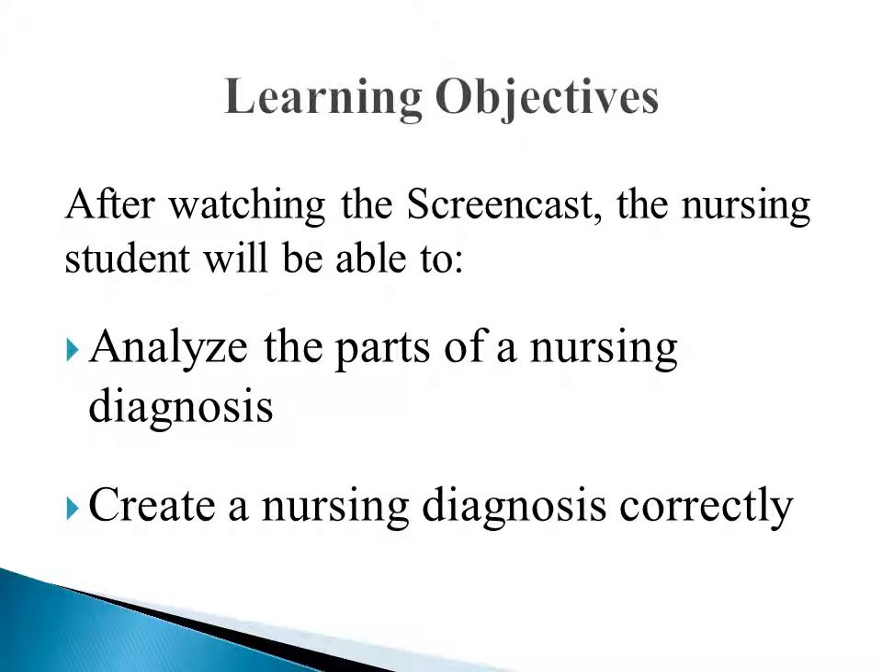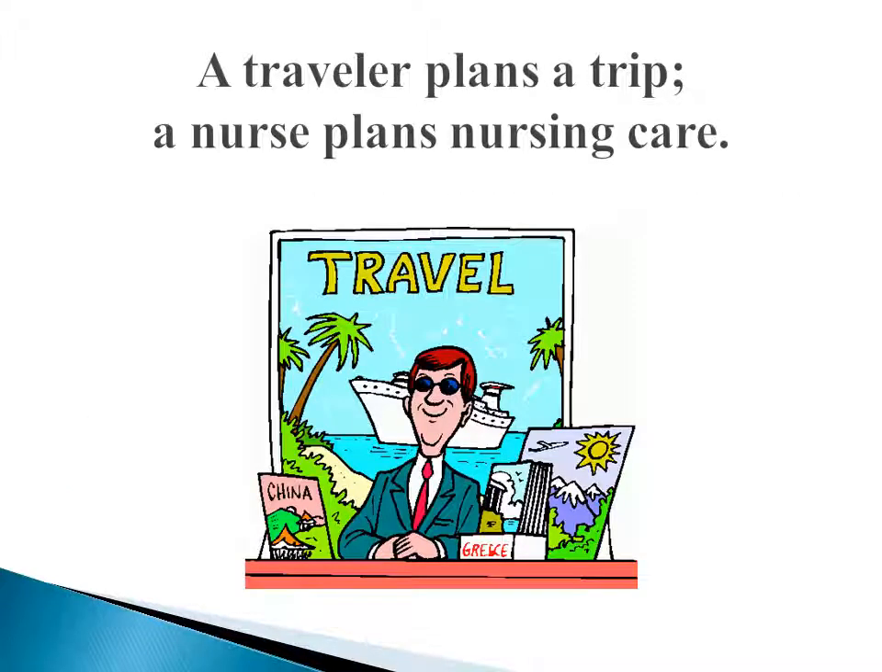The learning objectives are as follows. After watching this screencast, you will be able to analyze the parts of a nursing diagnosis and create a nursing diagnosis correctly. As a traveler plans a trip, so a nurse plans nursing care. When someone goes on vacation, he or she follows a similar process as the nursing process by assessing the need for the vacation, determining the location of the vacation, planning the vacation, implementing the plan by going on vacation, and then evaluating the plan and adjusting as needed during the vacation.